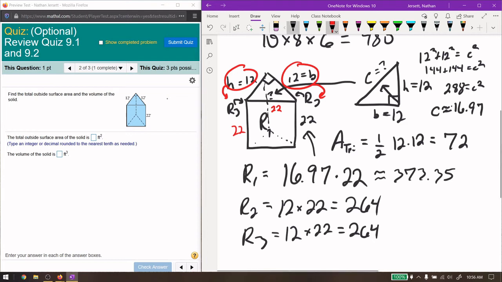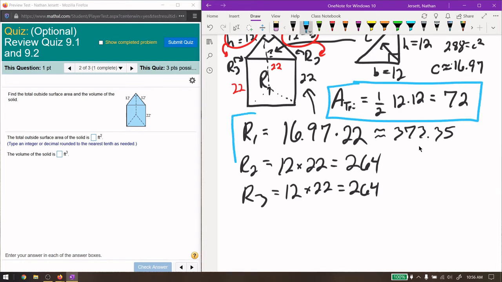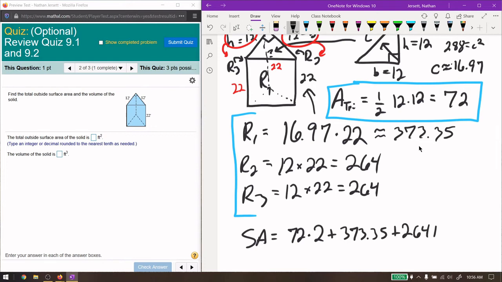Okay, so the total surface area is going to be the two triangles added up. So we're going to need two of these for the top and bottom sides, and then we're going to add that to these three things. So the surface area is going to equal 72 twice, two of the triangles, plus 373.35 plus 264 and another 264. So 264 plus 373.35 plus, so I'm doing this right here.